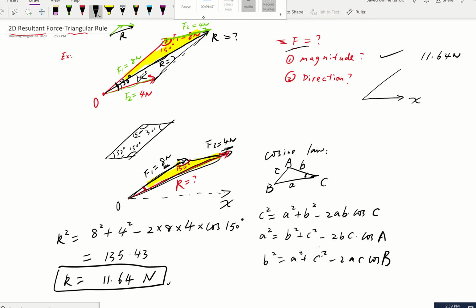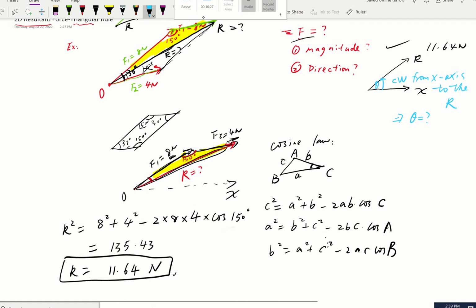And the direction is going to be, if this is the resultant force R, defined from the x-axis counterclockwise to the resultant force. And what's the degree? That's going to be the direction. What's the theta here? What's this angle theta? If you can find the angle, then you know the direction. So that's where we're going.